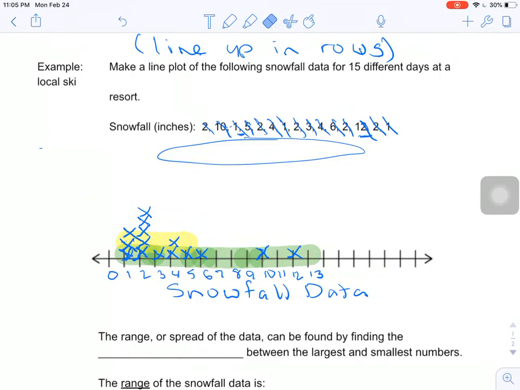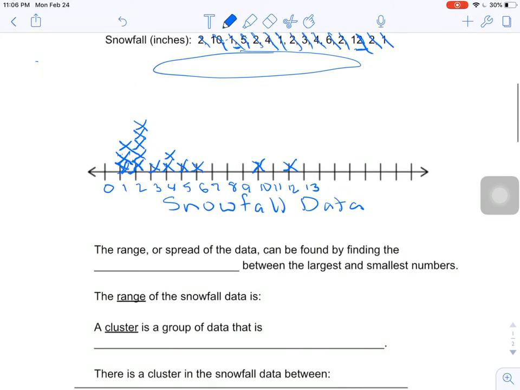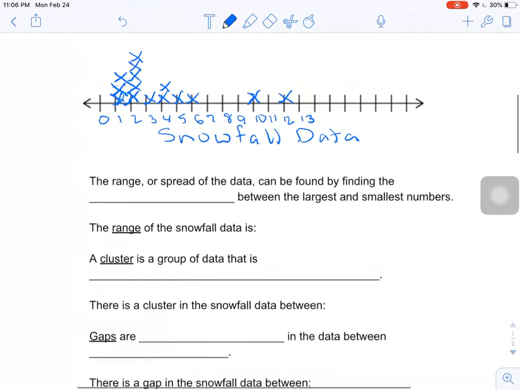So that is what a line plot looks like. Now that we've made our line plot, there are some things that we can do to actually look at the data on the graph. And that's going to involve a little bit of vocabulary that we're going to talk about right now. So there are some things that are easy to see on a line plot.